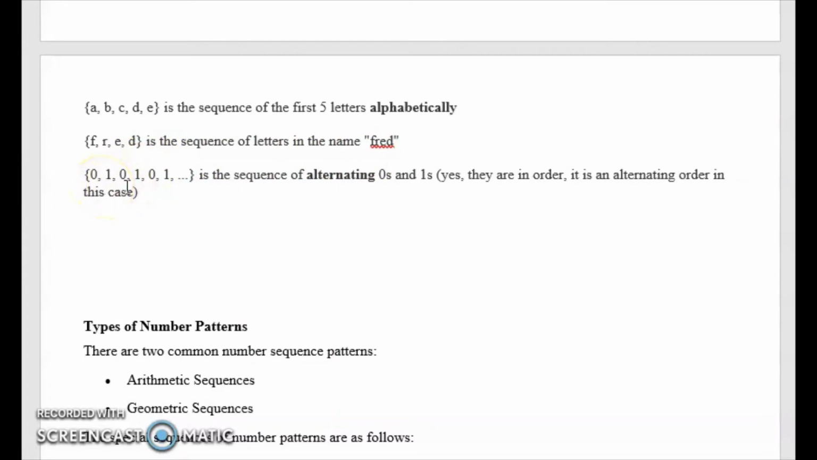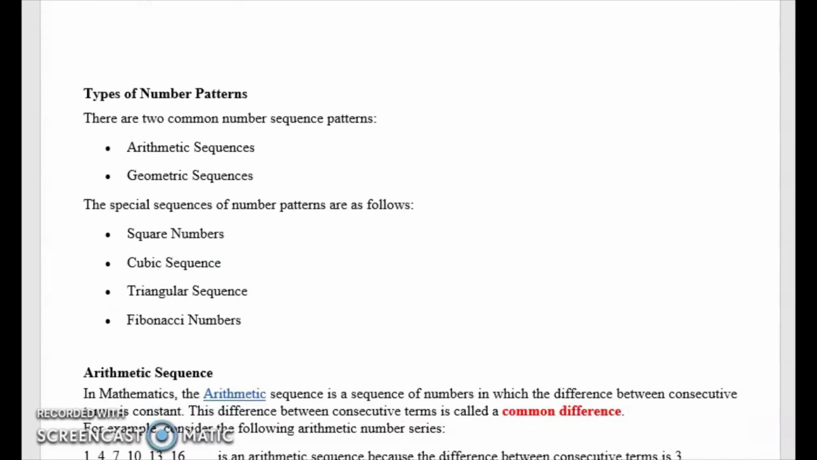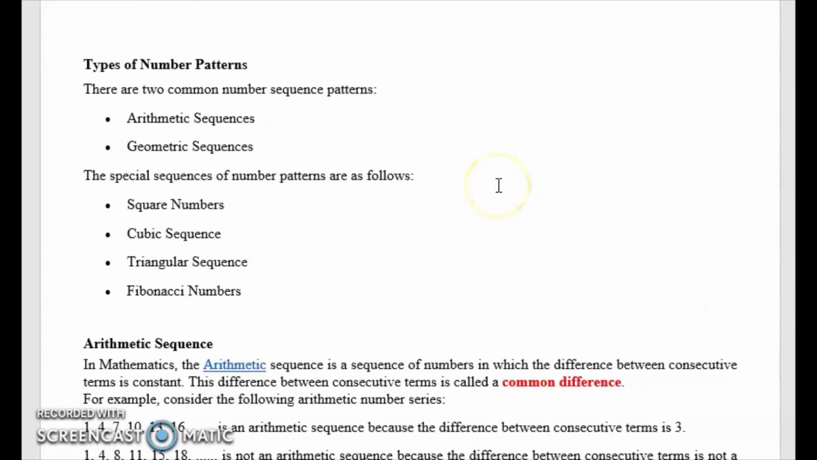Next is 0, 1, 0, 1, 0, 1. It is the sequence of alternating zeros and ones. We have three dots here, so it means it is continuous. So it is an infinite sequence. Okay?